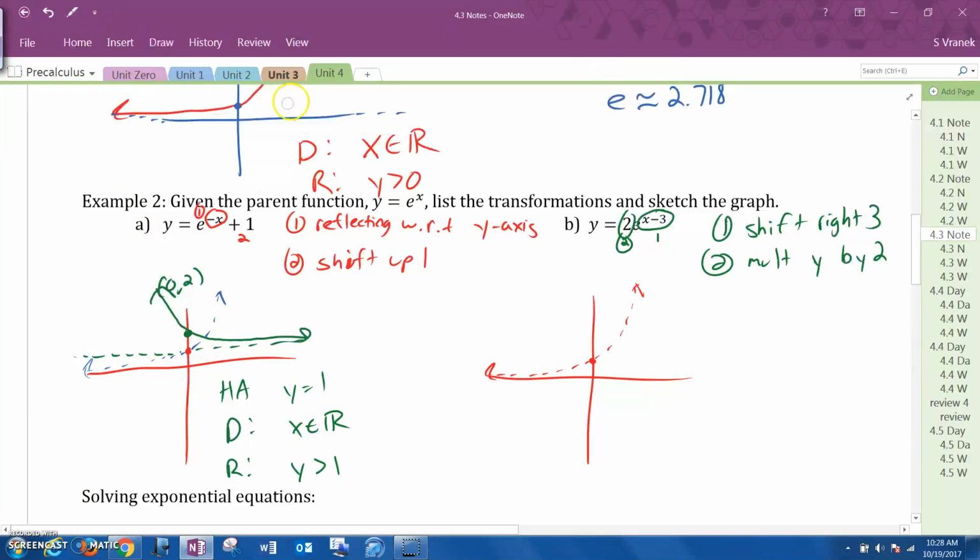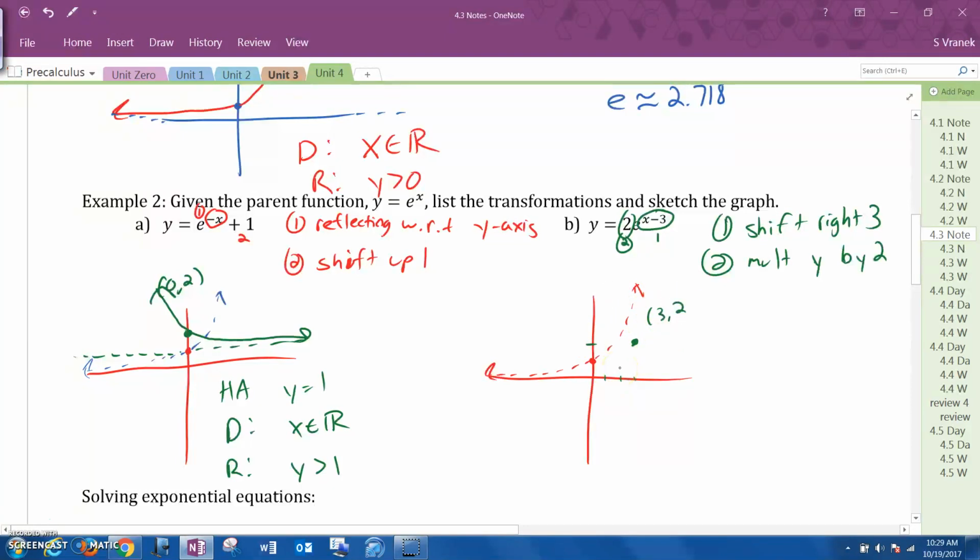So let's think of this point (0, 1). We're shifting it right 3. So 1, 2, 3. So it's there. And then we're multiplying it by 2. So instead of being here, it's going to be up another 1, at 2. So this point is now at (3, 2).